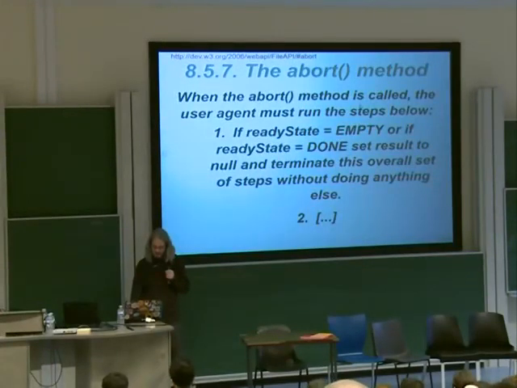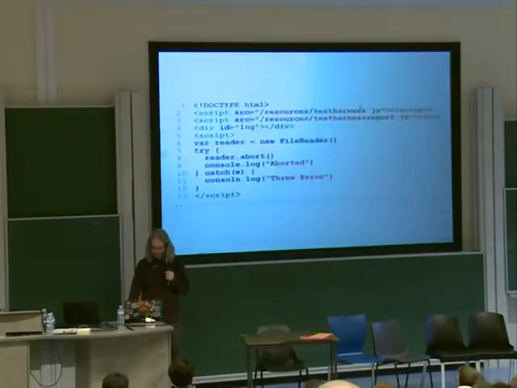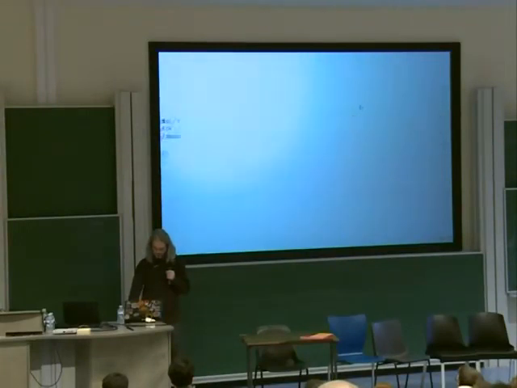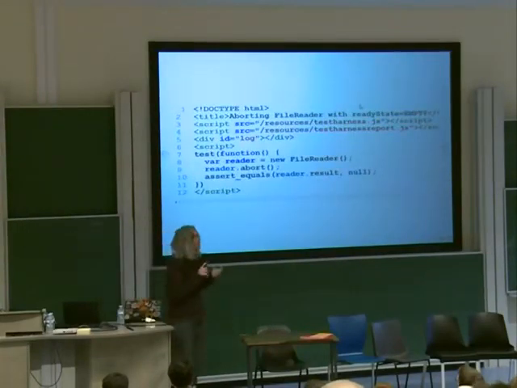if ready state equals empty, set result to null. So it turns out, if we read about what result is here, result is an attribute of this file reader object. So if the implementation is really compliant with the spec, then at the end of this process, we should have result equals null. So we can add a test in for that.